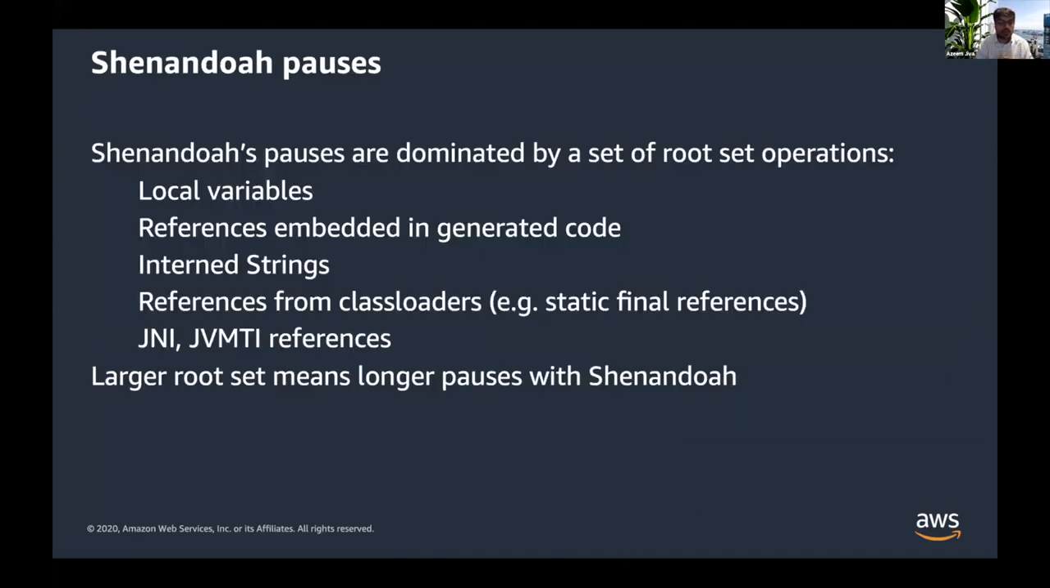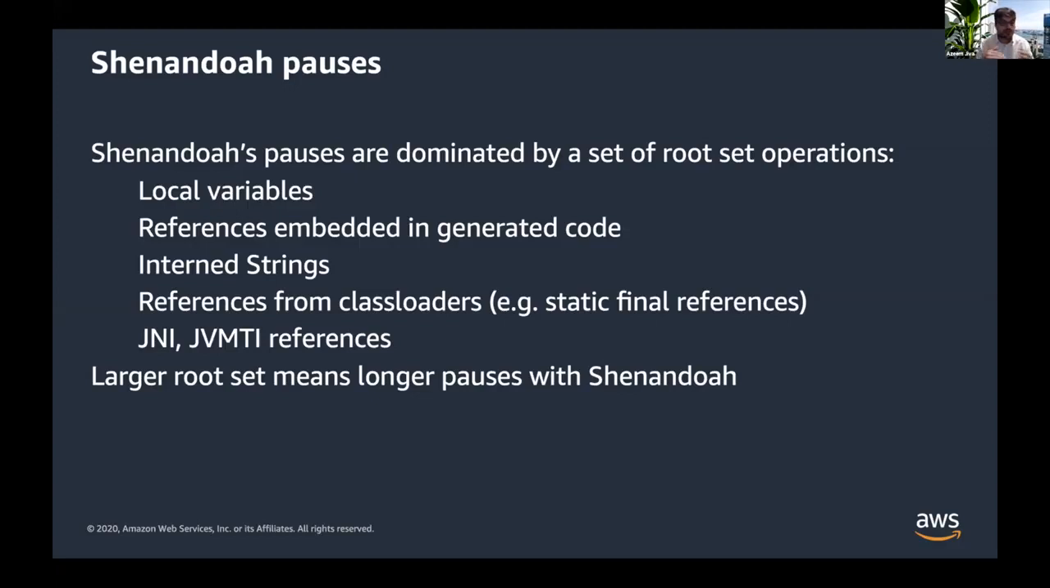All right. So you may say, well, how do I limit some of my pause times? Again, it's all application dependent, but in general, Shenandoah's pauses are very much dominated by the root set operations. How many local variables you have, how many references you have in generated code, internal strings. If you have a lot of class loaders and references to them, especially static field references. JNI, JVMTI, those are always a cause. So in general, the larger your root set, the longer the pause times.